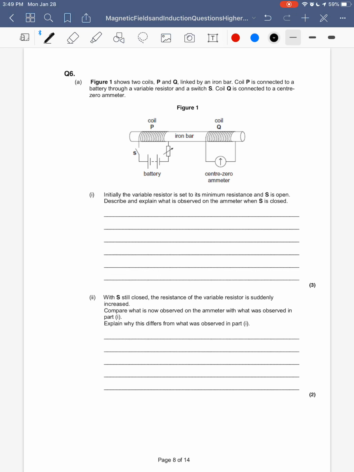So, question 6. Figure 1 shows coils P and Q linked by an iron bar. Coil P is connected to the battery through a variable resistor with a switch S. Coil Q is connected to a center 0 ammeter. Initially, the variable resistor is set to its minimum resistance and S is open. Describe and explain what is observed on the ammeter when S is closed. Okay?